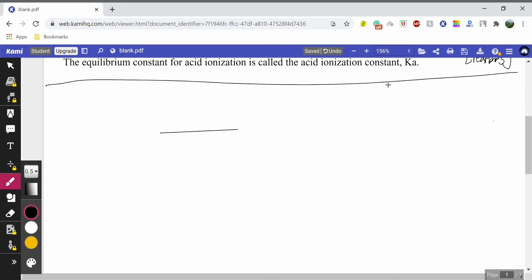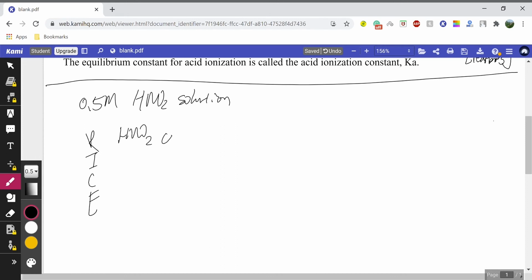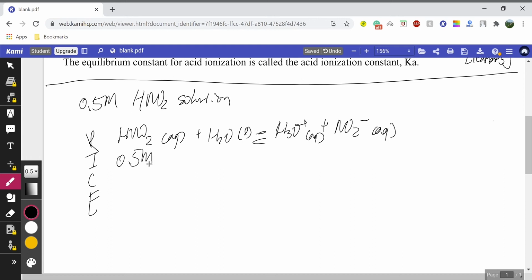Okay, now let's do an example over here. We need to calculate the pH of a 0.5 molar HNO2 solution. First, we need to make a RICE chart. So HNO2 aqueous plus H2O liquid will form, in equilibrium, H3O plus and NO2 minus, and H3O plus will be aqueous, NO2 minus will also be aqueous. Another way to tell if an acid is strong or weak is by looking for the double arrow. Double arrow means it's a weak acid, and another way you can tell is that HNO2 is not one of the strong acids we learned, and anything that's not one of the 6 strong acids we learned will be a weak acid. Now initial, we are given 0.5 molar, and we're looking for the pH.